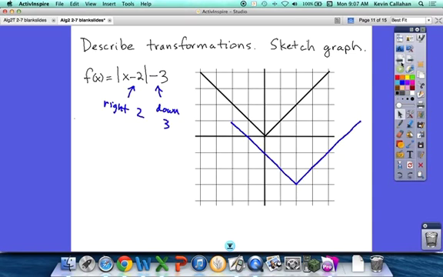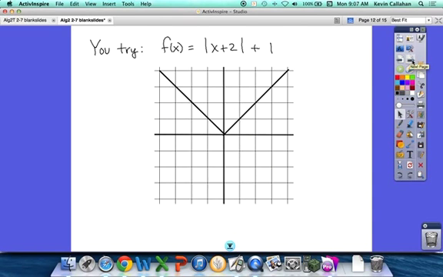Okay, so you try to do the same thing on this one. Sketch the graph of this. F of x is the absolute value of x plus 2 plus 1. Right? Don't plot points. Just take that standard V and move it in the right directions. Which way will you move for plus 2 inside, for a plus 1 outside?